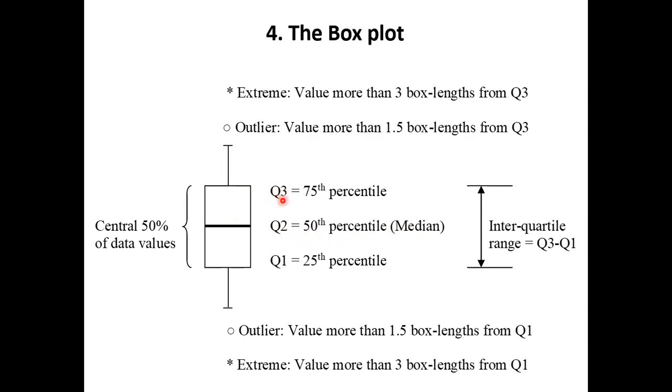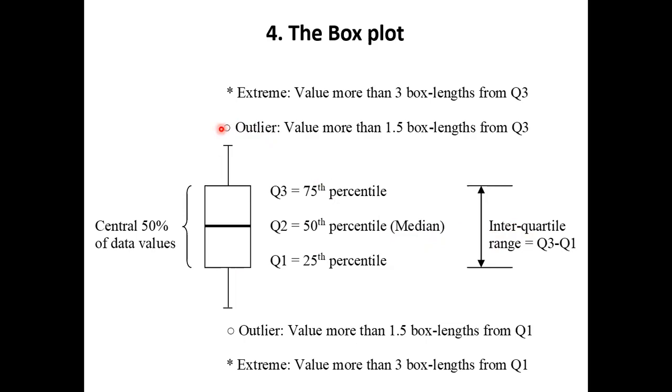Also known as Q3. The distance between Q3 and Q1 is called the interquartile range. In other words, what are the limits to capture 50% of the cases? That's the interquartile range.